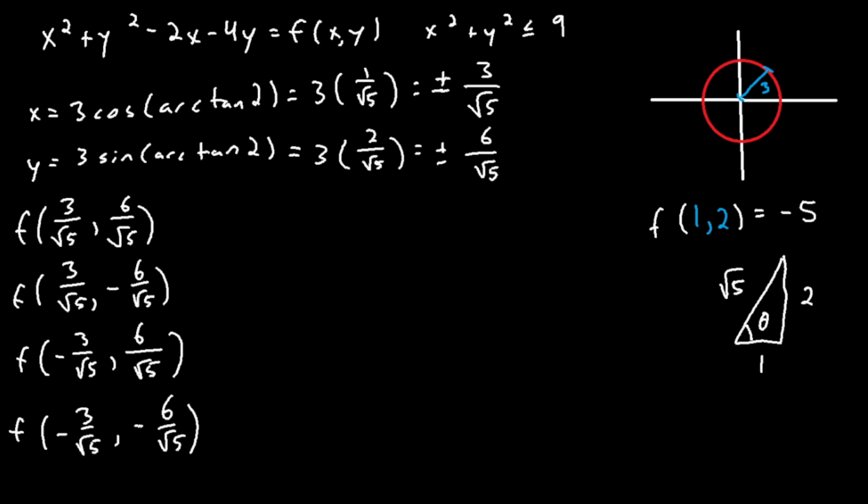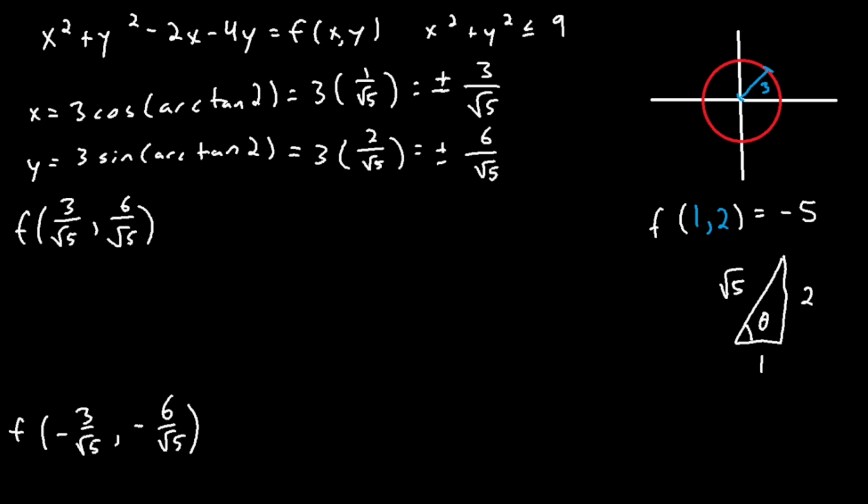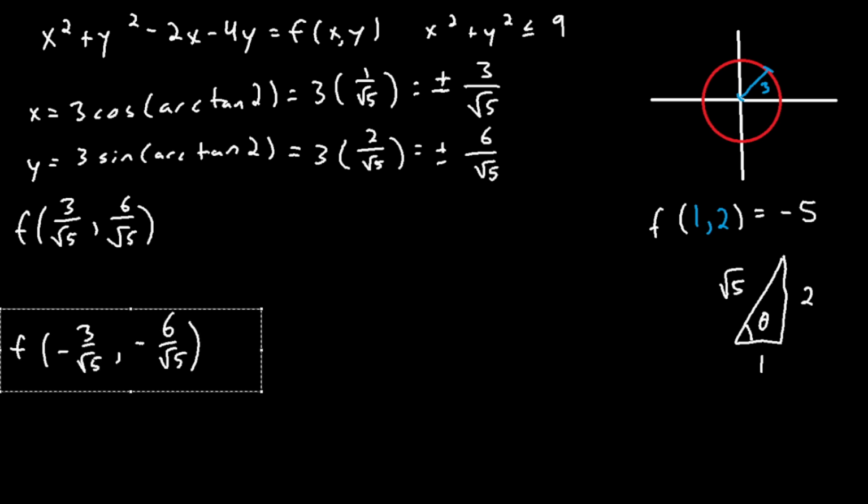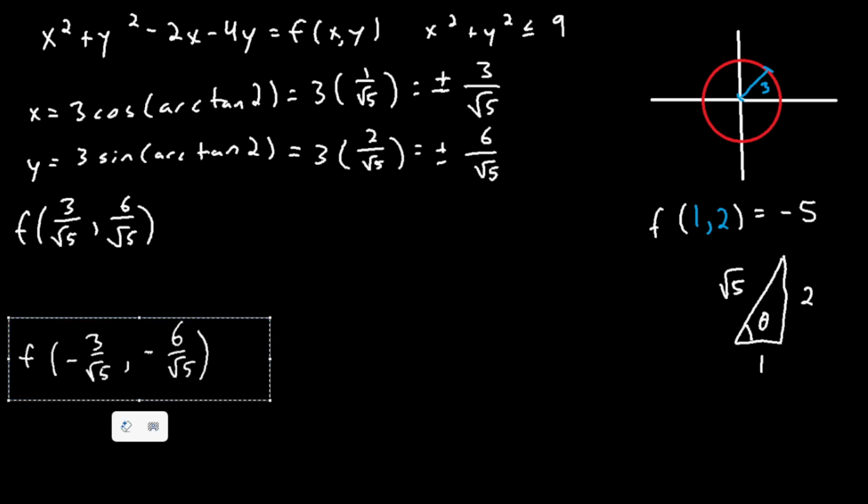So we can actually erase the points that have only one of them negative, and we can just solve for these two guys. What did I do?